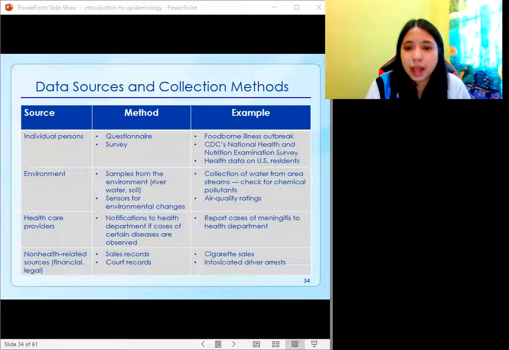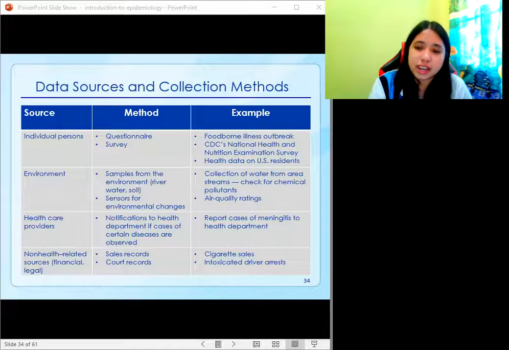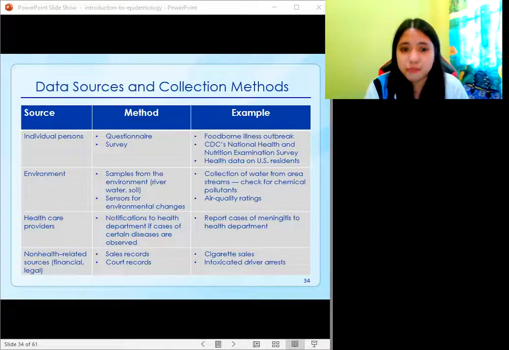Aside from that, we can also get our data from non-health related sources such as financial and legal records. They are gathered and reviewed from sales, court proceedings, arrests, and so forth. Examples of non-health related sources that provide key data are, let's say, cigarette sales and the number of intoxicated driver arrests.